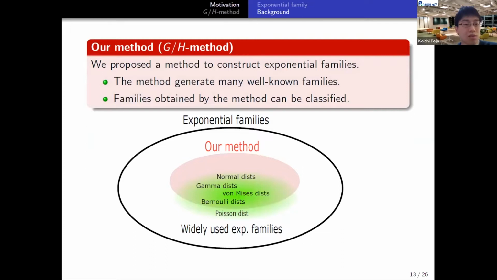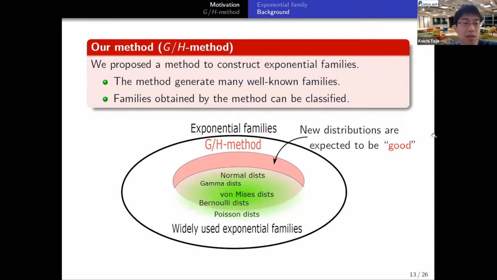We proposed a method to construct exponential families by using representation theory. In this talk, we call it the G/H method. The G/H method has the following two good properties. The G/H method can generalize many well-known families. Moreover, families obtained by the G/H method can be classified by using representation theory. So we can expect that new families obtained by this method are good.